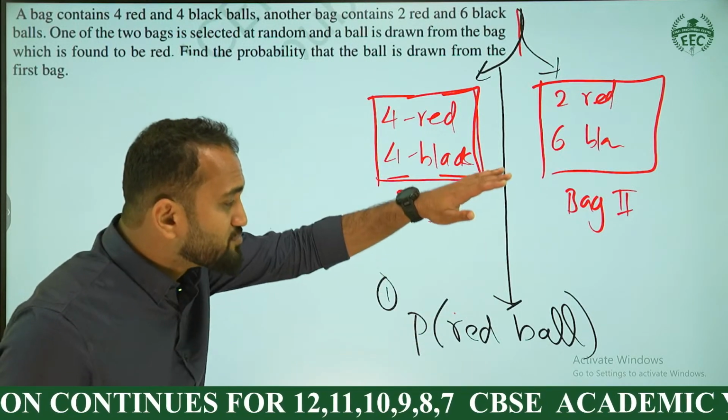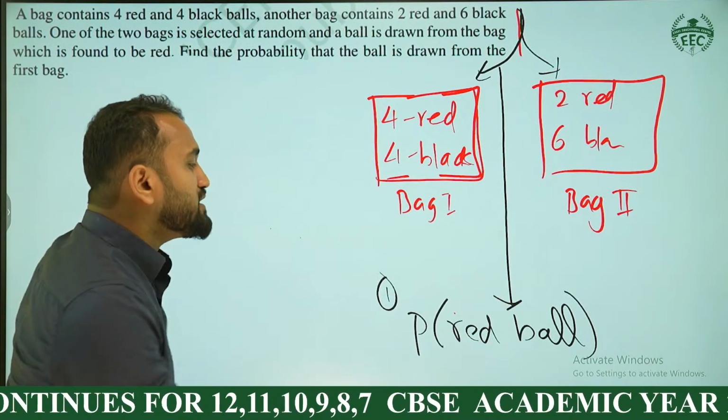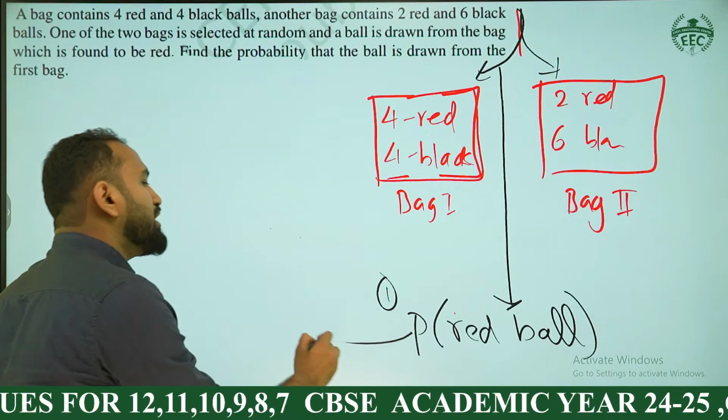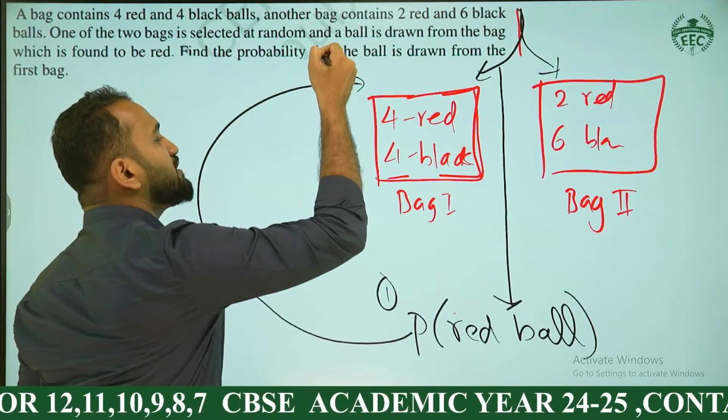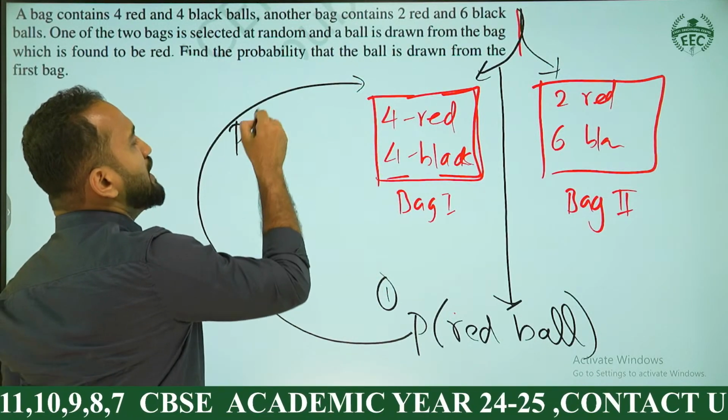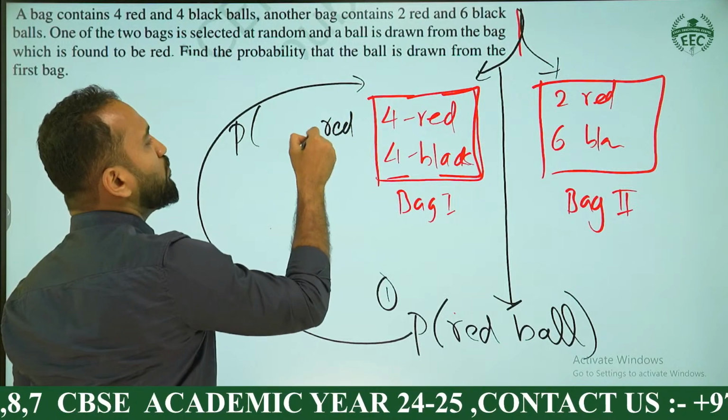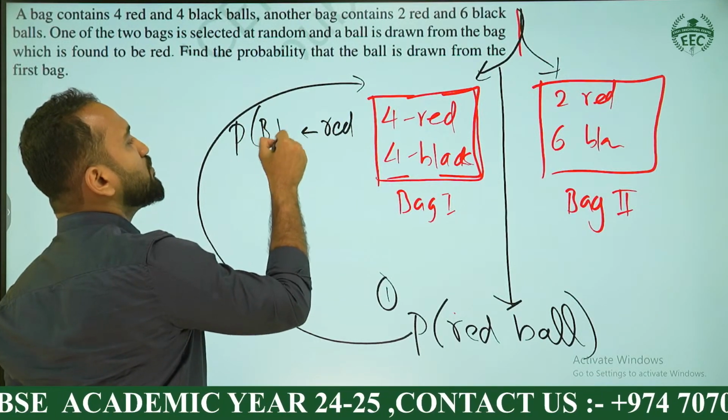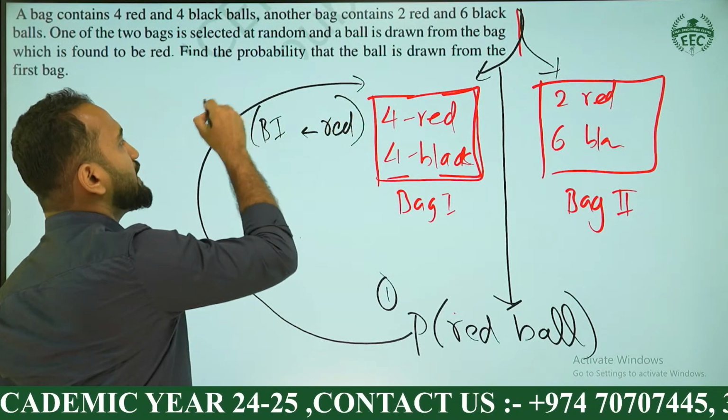Now, if it was found to be a red ball, what is the probability that the drawn red ball was from bag number 1? This is the second question you can expect.